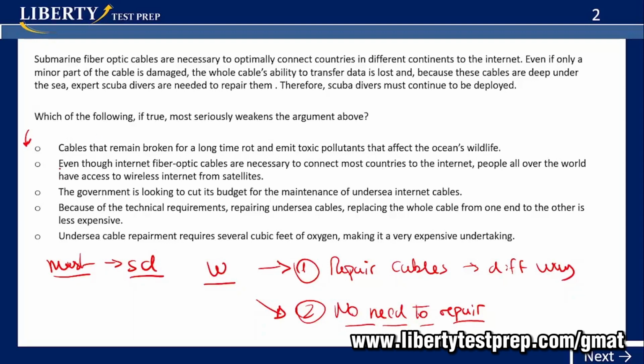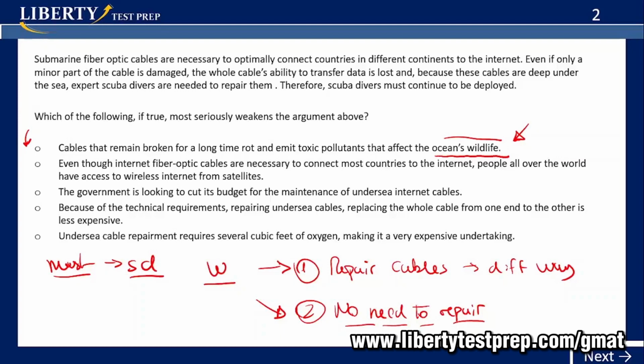Okay, so let's start with the first one. Cables that remain broken for a long time rot and emit toxic pollutants that affect the ocean's wildlife. Okay, why do we care about the ocean's wildlife? I mean, do we care about that, the wildlife? No, right? Well, I mean, it's important, but according to the argument, that's not part of the conclusion. Well, the conclusion doesn't care. It's not environmentally focused. Okay, it's not environmentally oriented.